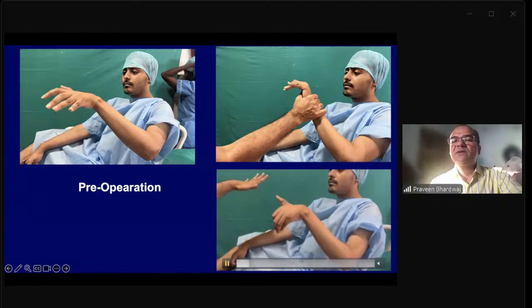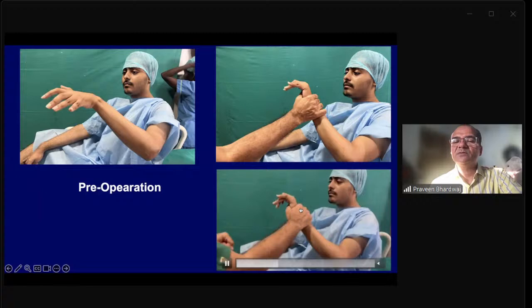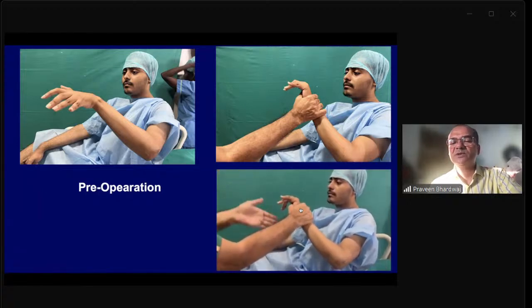And passively, the finger extension was possible. So he looks like he is able to extend the fingers, but when you stabilize the wrist, there is no finger extension, and passive extension was possible.